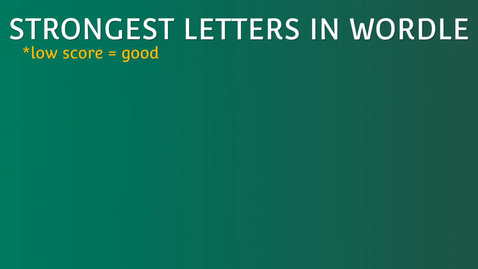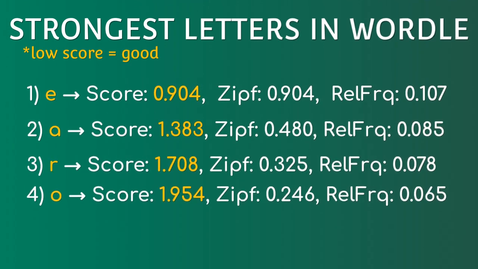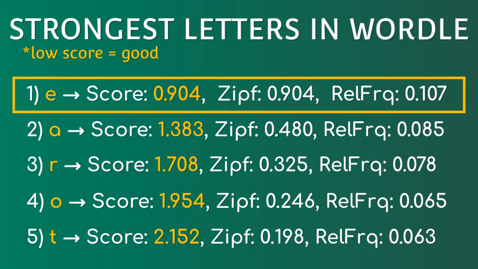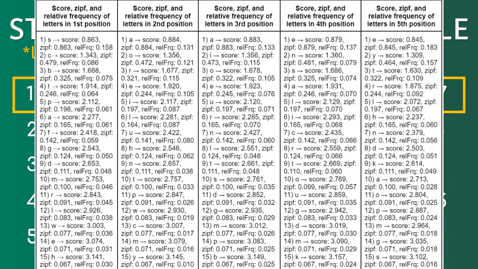Overall, the strongest letters in Wordle are E, A, R, O, and T. And of course, this varies when we observe particular positions. While E has the strongest overall score, it ranks 14th in the first position, so at the start of the word, it's better to go with S or C in that spot. Here's some more of the top letters at each position.